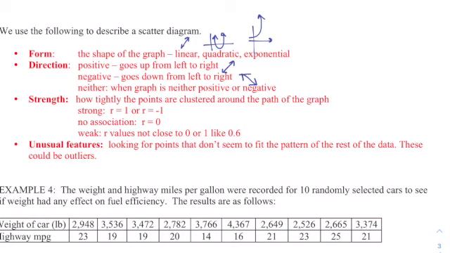Unusual feature, looking for the points that do not seem to fit the pattern of the rest of the data. Those could be the outliers, which is something that's totally strange, somewhere floating outside of a normal graph. So definitely take a look at that because they will ask you to identify what is an outlier.